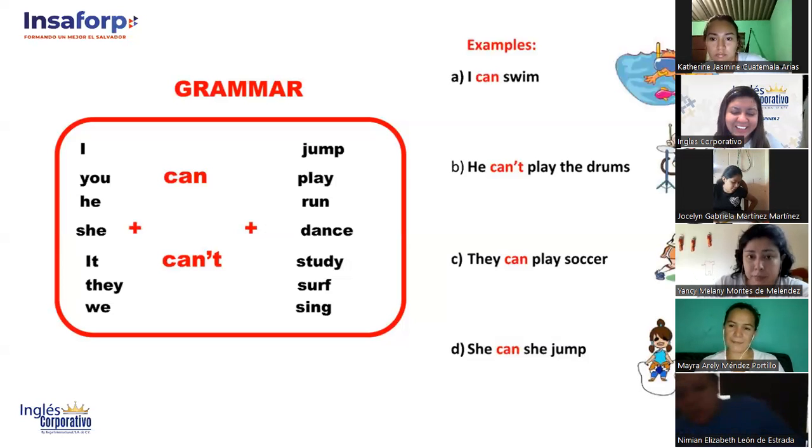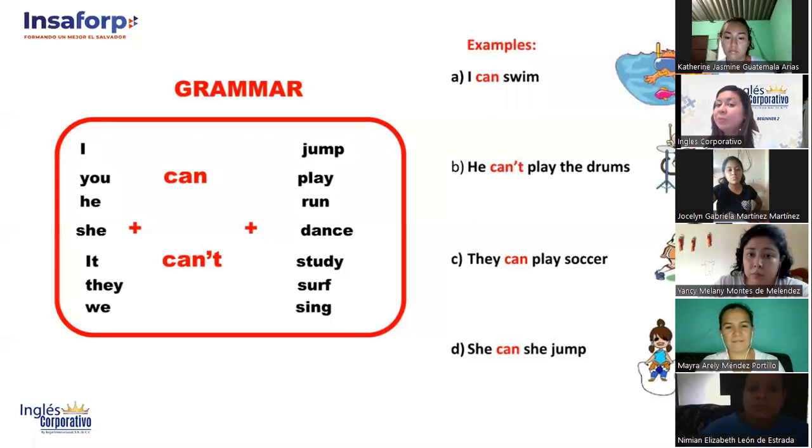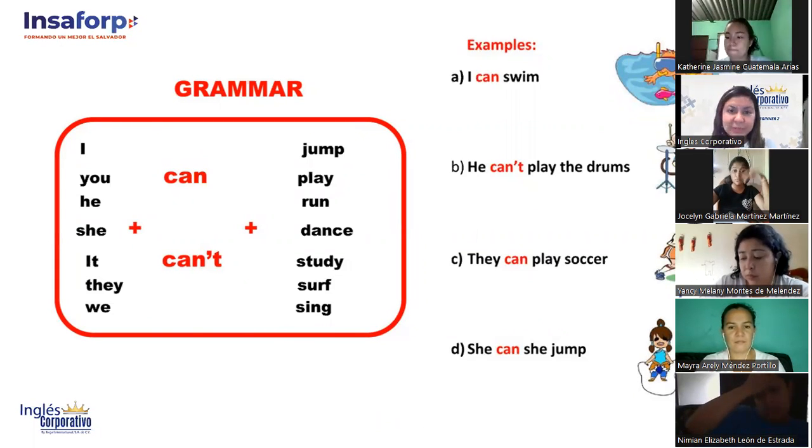Okay. Margarita. Margarita is good at, I don't remember Margarita. But let's say Margarita is good at riding a motorcycle. Pero lleva, como ven, una estructura diferente. But in this moment, we are using can. Okay, can and can't.